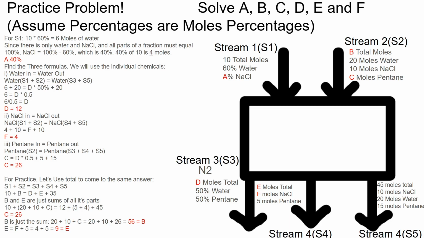Now, B is just the sum, which is 20 plus 10 plus C, which is equal to 20 plus 10 plus 26, which is 56, which is equal to B. And finally, E is equal to F plus 5, which is equal to 4 plus 5, which is equal to 9, which is equal to E.